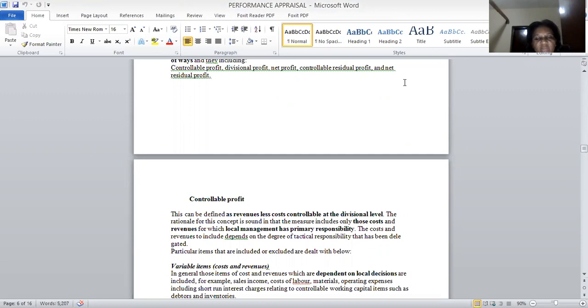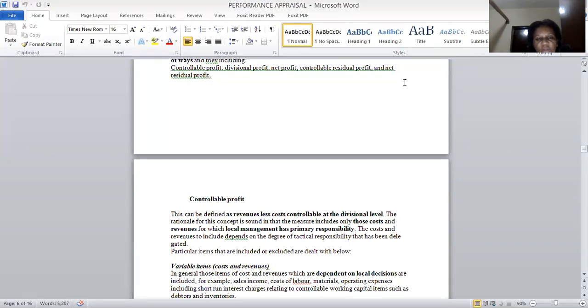I was talking about the financial performance measures that we use, and I said that we have profitability as one, and then we have return on capital employed as another way of measuring performance. And now we are looking at profitability. Under profitability, we have different types of profits, or different ways of calculating profit. So one is what we term controllable profits.